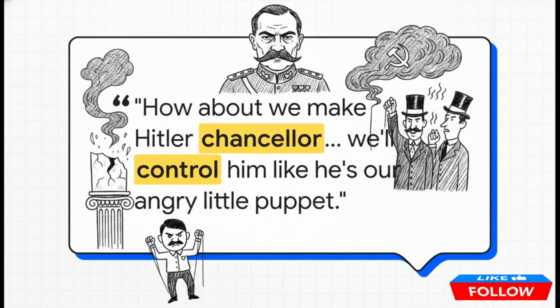The extremely popular president, World War I General Paul von Hindenburg, was highly reluctant to appoint him because of his blatant racism. But moderate conservatives and wealthy industry leaders secretly negotiated a backroom deal. Fearing the rise of communism, they convinced Hindenburg to hand over the chancellorship. They arrogantly and, quite frankly, foolishly believed they could easily control him and just maintain their own grip on power.